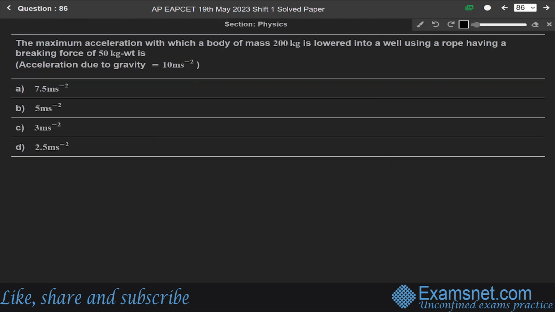Now next question 86. The maximum acceleration with which a body of mass 200 kg is lowered into a well using a rope having a braking force of 50 kg weight, what is it? Okay, so this question is from the chapter of motion in a straight line. Now according to this question, a body is moving in downward direction. Let us say this is a body, moving in downward direction having mass m.